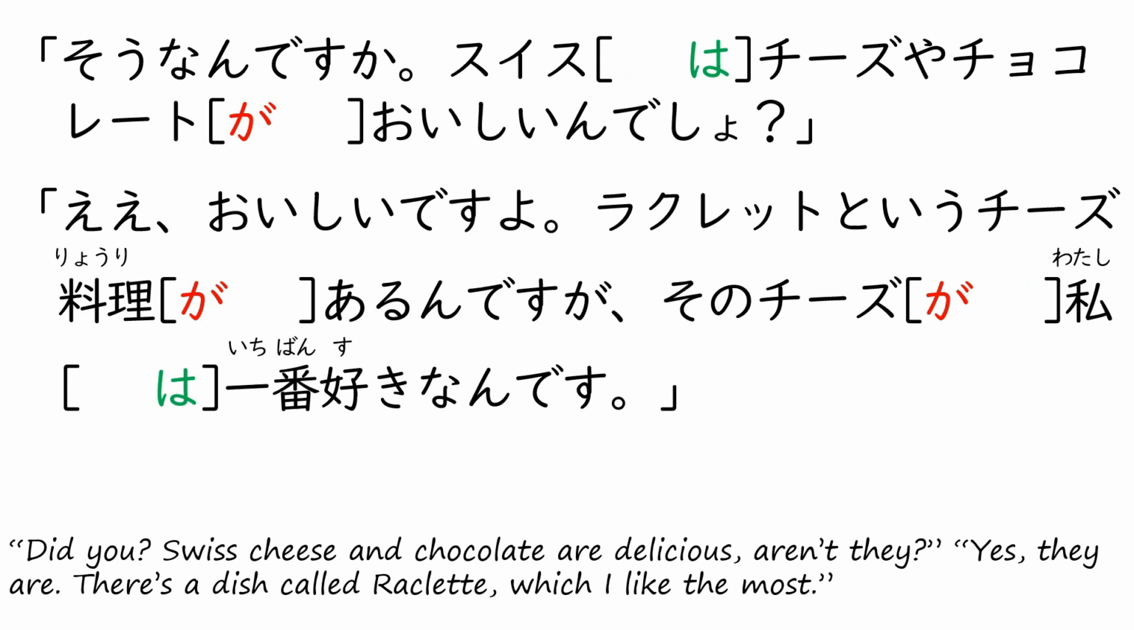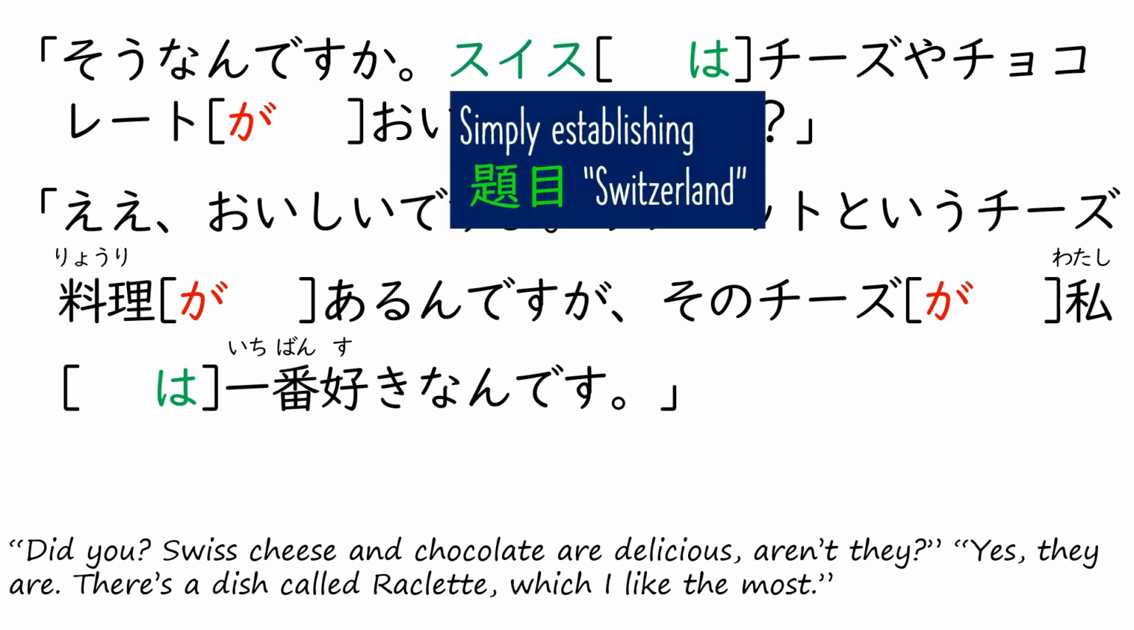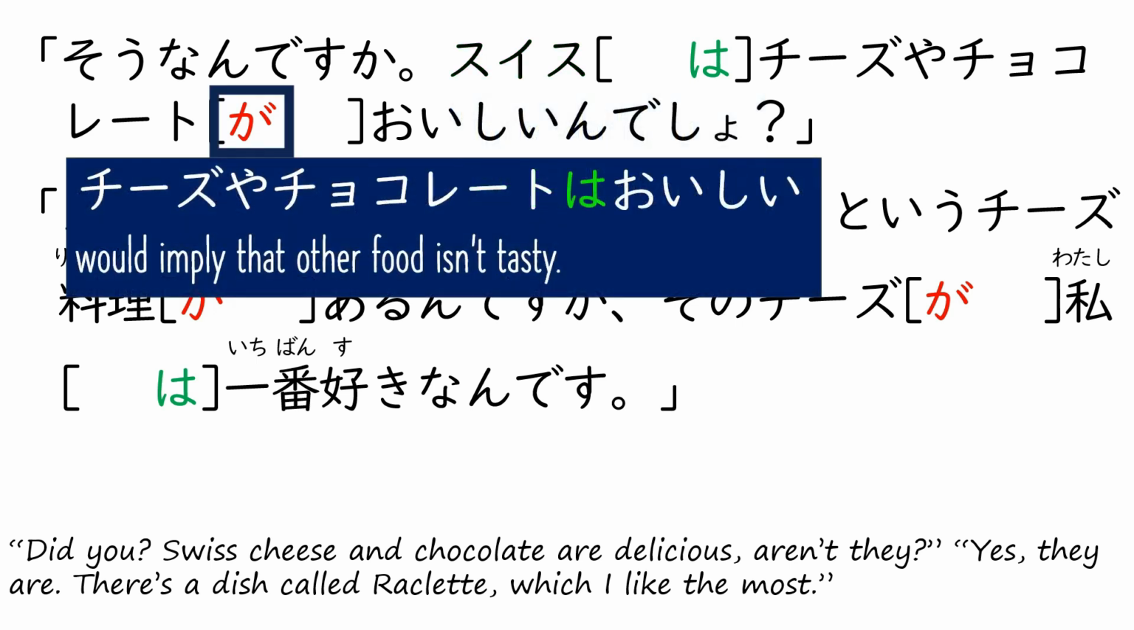そうなんですか？スイスはチーズやチョコレートが美味しいんでしょ？美味しいですよ。ラクレットというチーズ料理があるんですが、そのチーズが私は一番好きなんです。Simply establishing 題目. What particle would imply that other food isn't tasty?